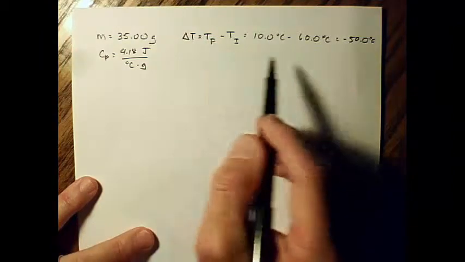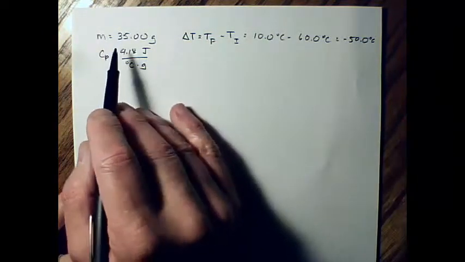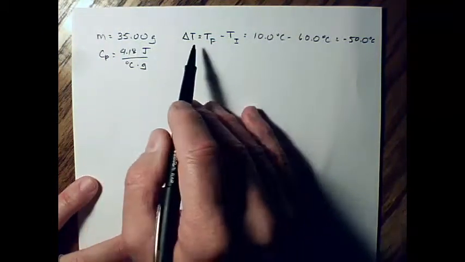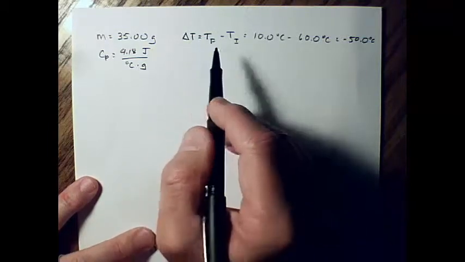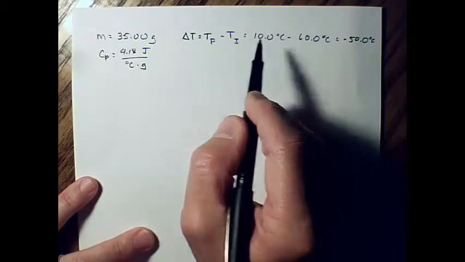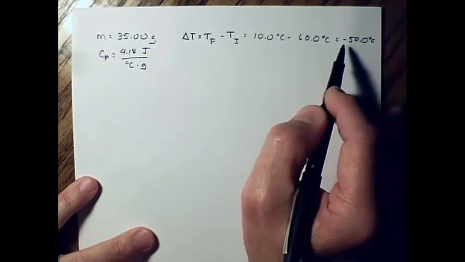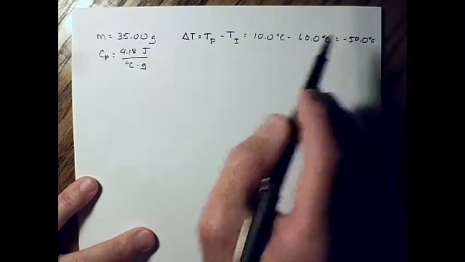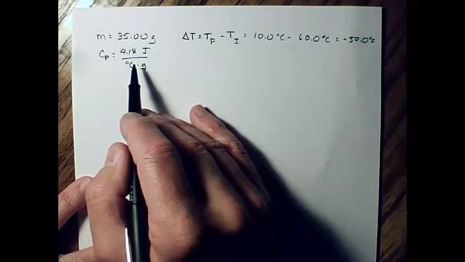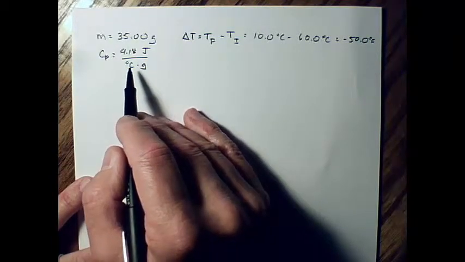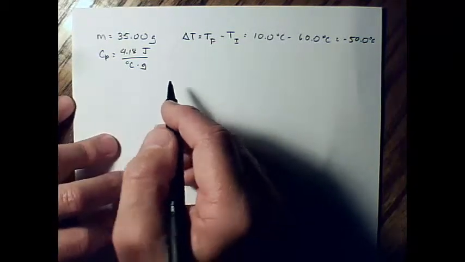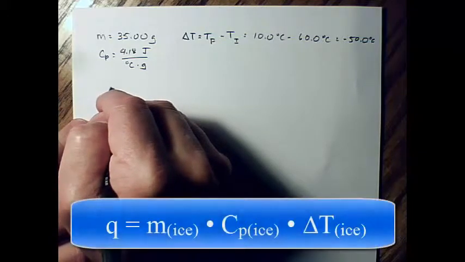So these are the things that you're given in the problem. We have 35 grams of water. We've got a temperature change: temperature final minus temperature initial. Final temperature is 10 degrees. Initial temperature is 60. So the temperature change is negative 50 degrees C. And the specific heat of water is 4.18 joules per degree C per gram. So we're just going to plug that into the equation.